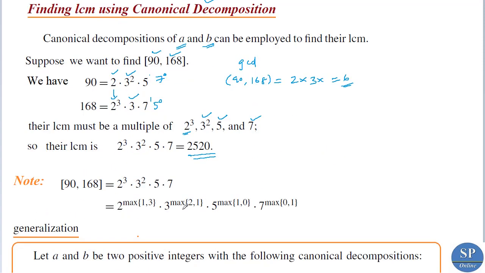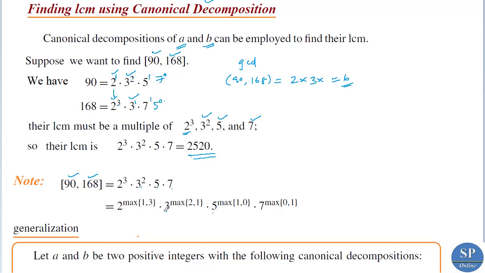Now from this we can see that the LCM of 90 and 168 is equal to 2 cube into 3 square into 5 into 7, which is nothing but 2 power maximum of 1 comma 3, where 1 is the exponent in one number and 3 is the exponent in the other. So, 2 power maximum of 1 comma 3 into 3 power maximum of 2 comma 1 into 5 power maximum of 1 comma 0, into 7 power maximum of 0 comma 1.